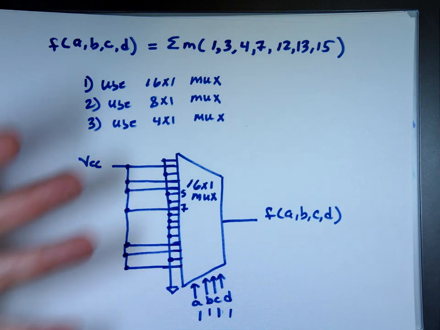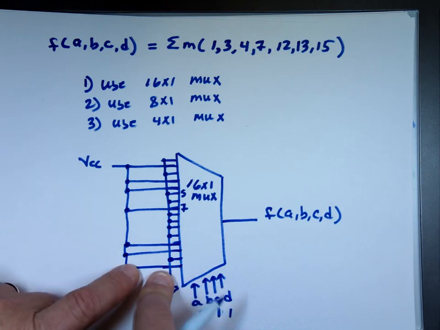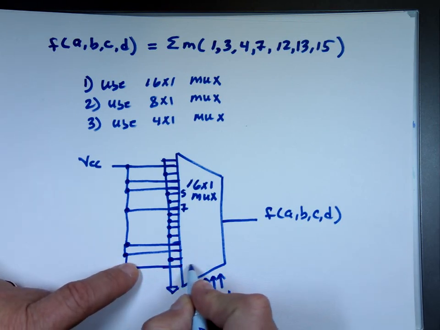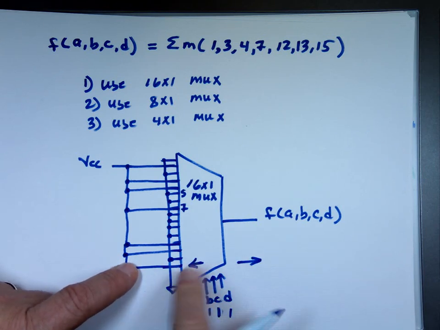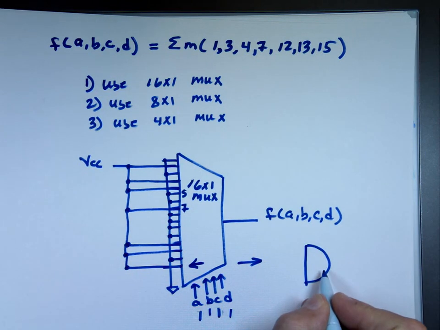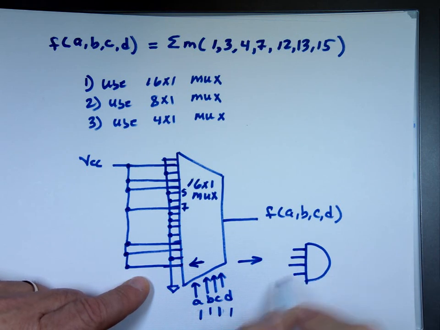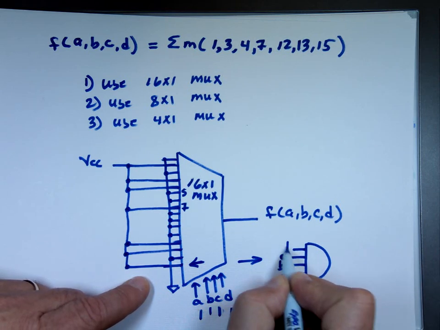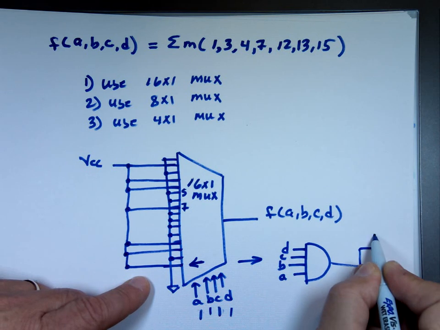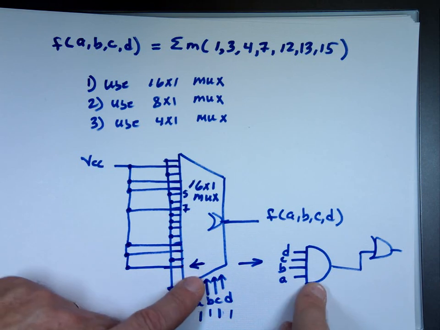The reason is that the inside is AND gates. For 15, the AND will be 1, 1, 1, 1 and that input. If I try to show you what the inside looks like, it will be an AND gate with A, B, C, and D attached to it, and all of them are ORed together. That's the OR gate right here. So it'd be an AND gate here attached at A, B, C, D.